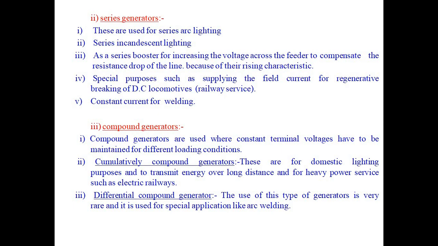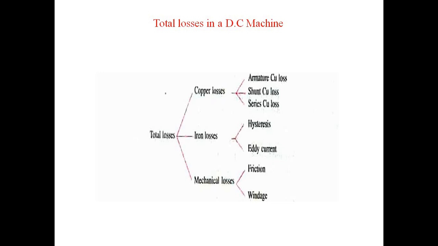Then the last one, compound generator. Compound generators are used where constant terminal voltage has to be maintained for different loading conditions. Cumulative compound generator: these are used for domestic lighting purposes, to transmit energy over long distances, and for heavy power service such as electrical railways. Differential compound generator: the use of this type of generator is very rare, and it is used for special applications like arc welding.